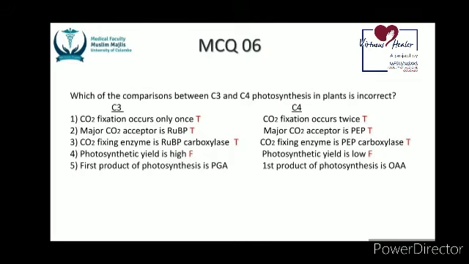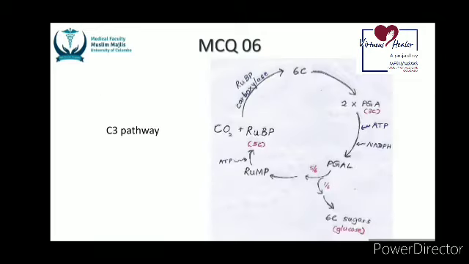And having a low photosynthetic yield in C3 pathway is the reason why some plants have adopted a different mechanism for carbon dioxide fixation, which is C4 pathway. In C3 pathway, the carbon dioxide fixing enzyme, that is RUBP carboxylase, has a low affinity for carbon dioxide. So when the carbon dioxide concentration decreases and when the oxygen concentration increases, the RUBP carboxylase can oxidize RUBP instead of carboxylating RUBP.